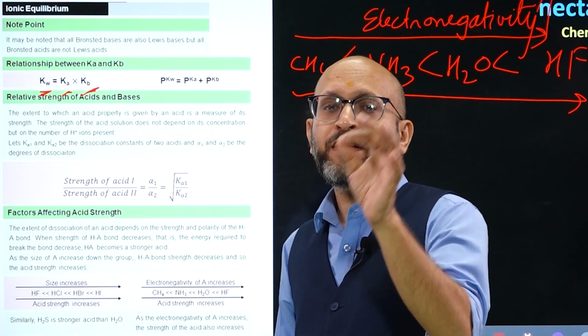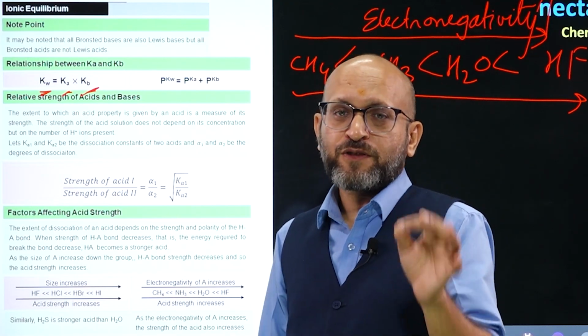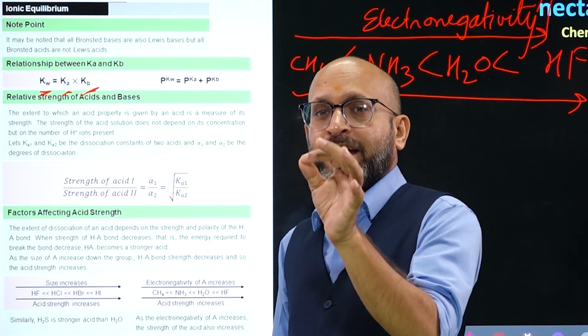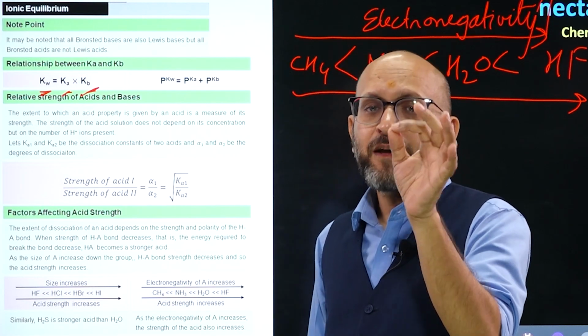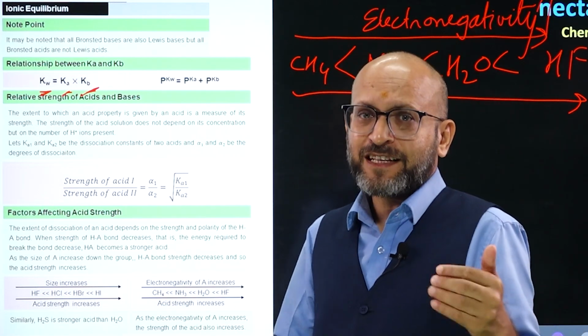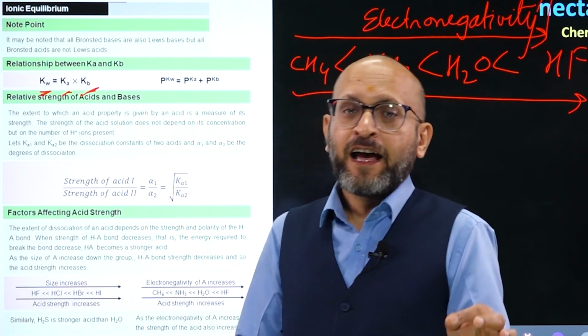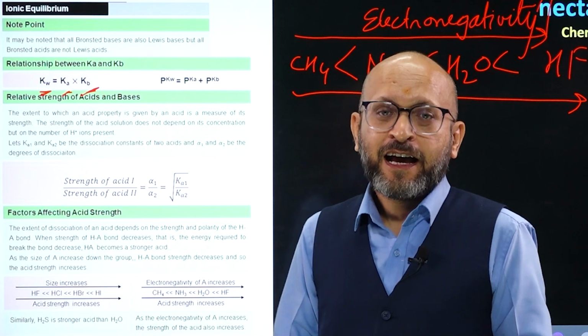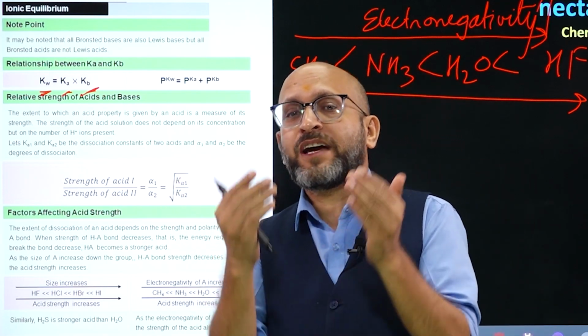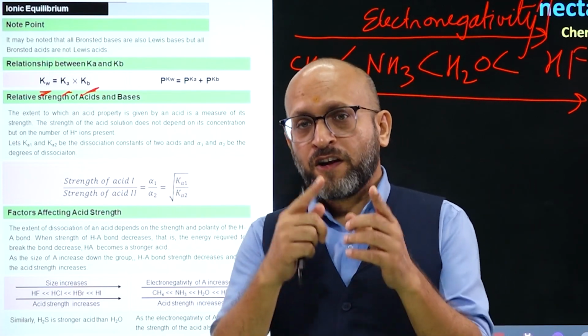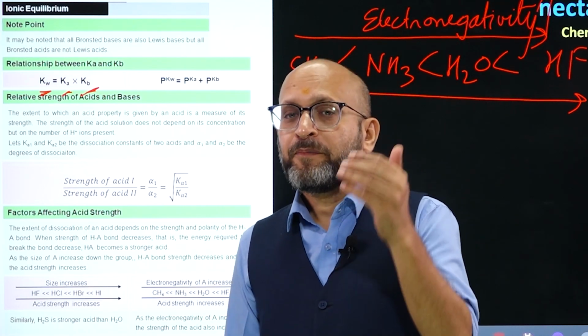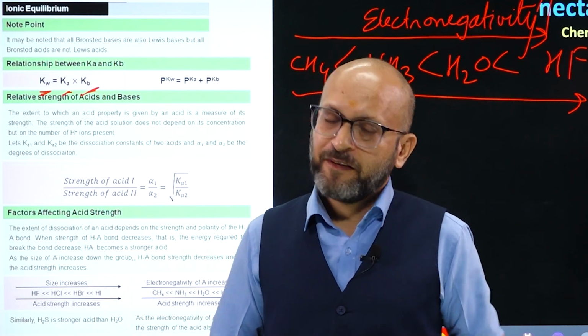For a conjugate acid-base pair, the ionic product Kw equals Ka of the conjugate acid times Kb of the conjugate base. For example, if we have HCN, then you take Ka for HCN and Kb for CN minus, and multiply these Ka and Kb, you get the ionic product Kw for water. Similarly, pKw equals pKa plus pKb.